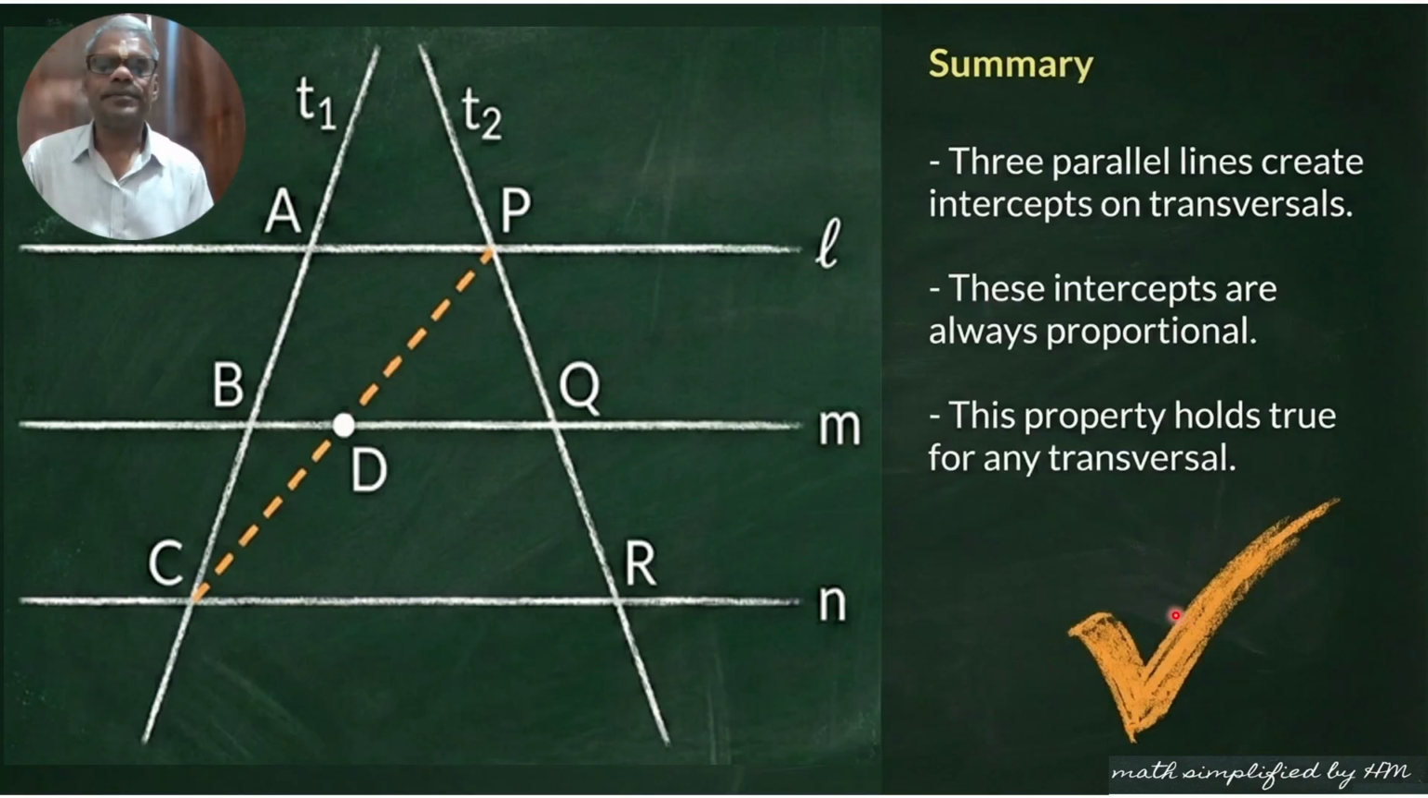So now the summary. Three parallel lines make intercepts on transversals. Here line L is parallel to line M is parallel to line N, and T1 and T2 are the transversals. These intercepts are always proportional. We have shown that AB upon BC is equal to PQ upon QR, and this property holds true for any transversal.